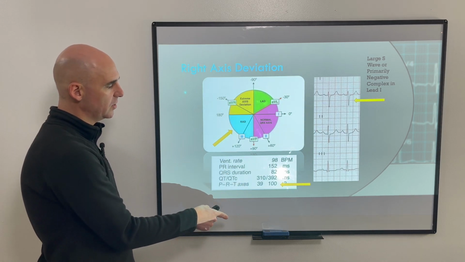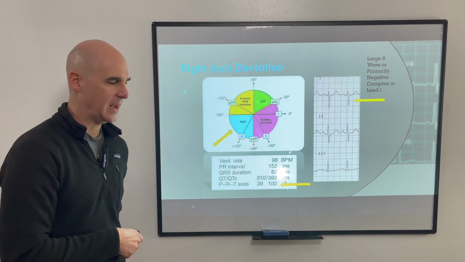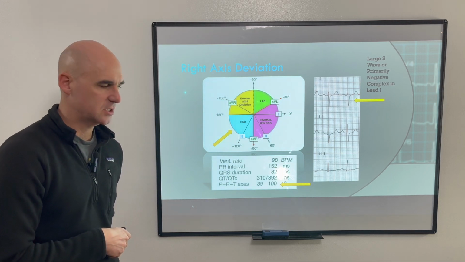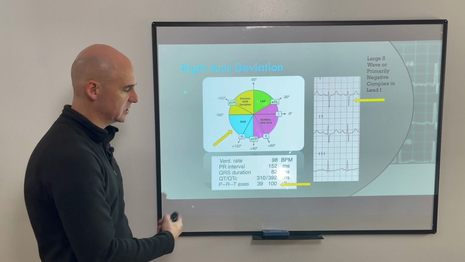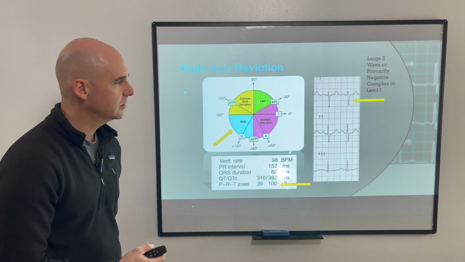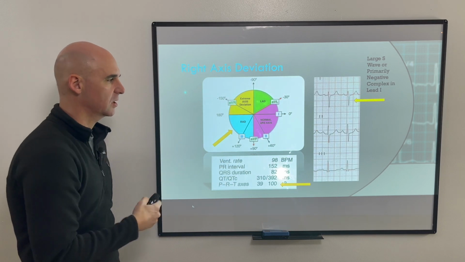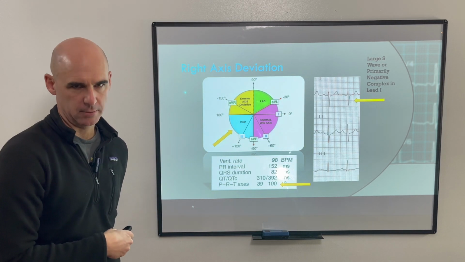If we look at our degrees, it is going to be between positive 90 and positive 180. So if we're looking at the numbers that our 12 lead is going to generate for us, we're going to look at our QRS axis, and in this case, you can see this one says 100, all right? And if we look over here at our leads 1, 2, and 3, you can clearly see that lead 1 has a negative deflection, okay?